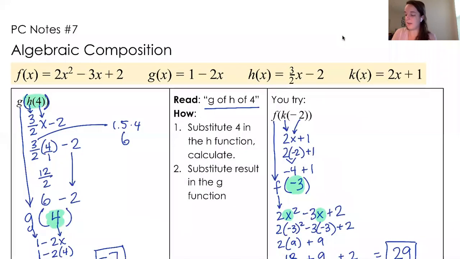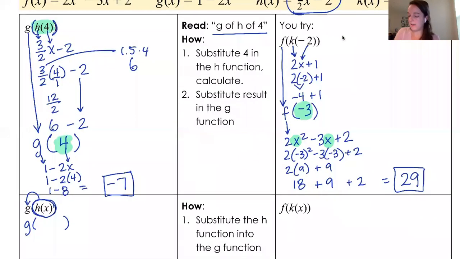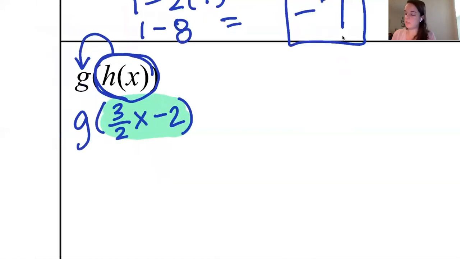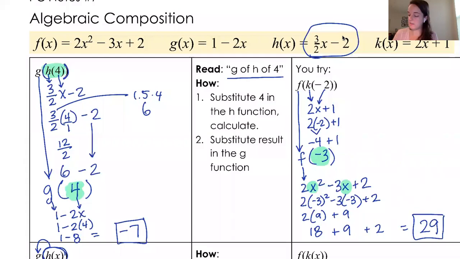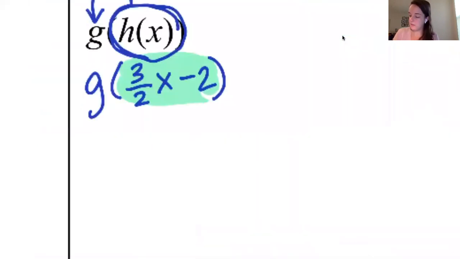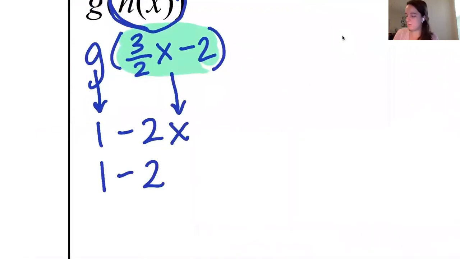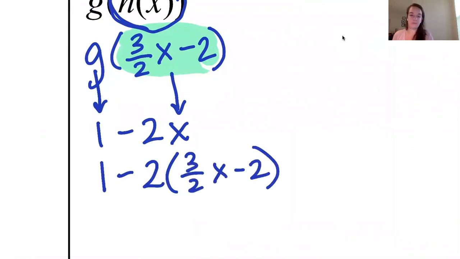H of x is 3/2 x minus 2. So I'm going to take 3 halves x minus 2, and I'm going to substitute that into the g function. So we'll find the g function here is 1 minus 2x. So I have 1 minus 2x, and anywhere I see x, I'm going to plug in 3/2 x minus 2. So really, it's going to be like 1 minus 2 times 3 halves x minus 2.